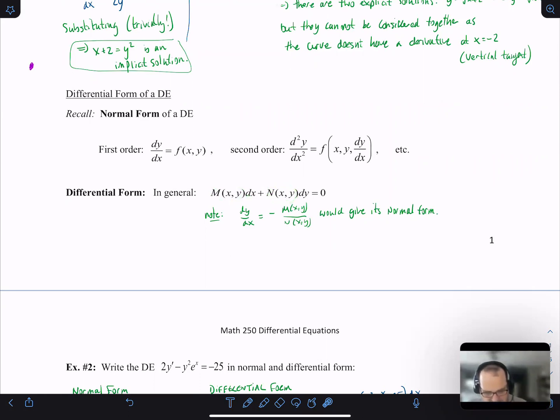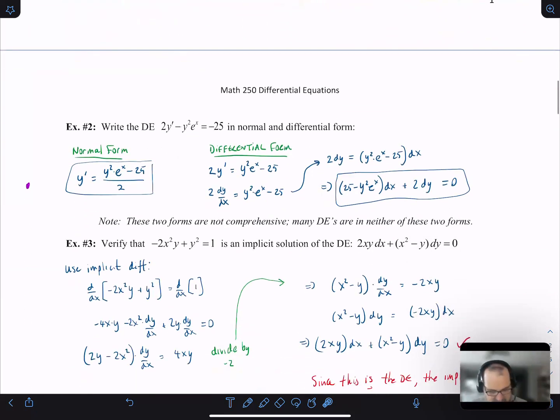So we can always switch between first order normal form and differential form. If we take differential form, divide everything first by dx to get your dy over dx, then subtract M of x,y from both sides, and then divide both sides by N of x,y, you can convert something that is in differential form into normal form. So we can always switch between these two forms. Again, for the purposes of this section, we are interested in this differential form.